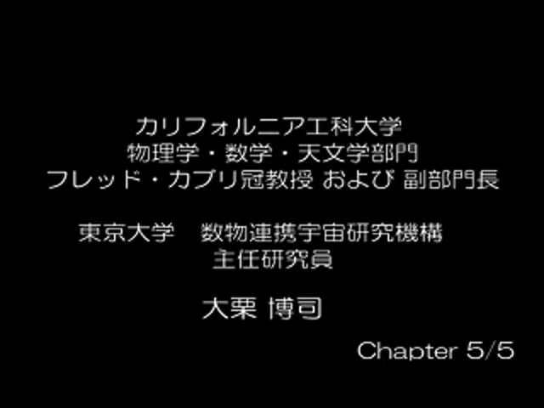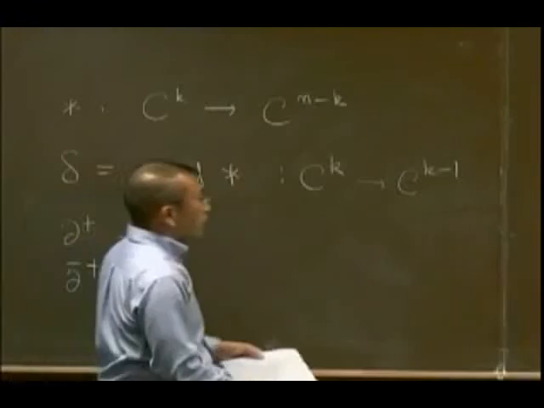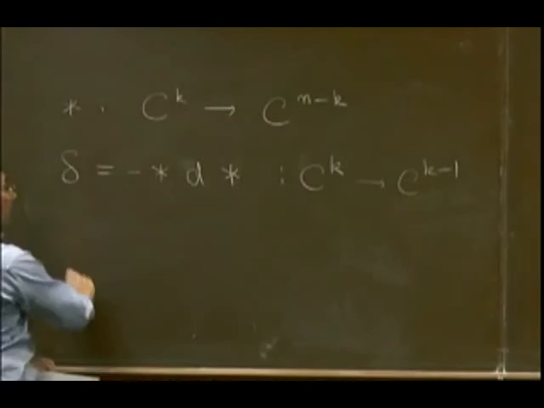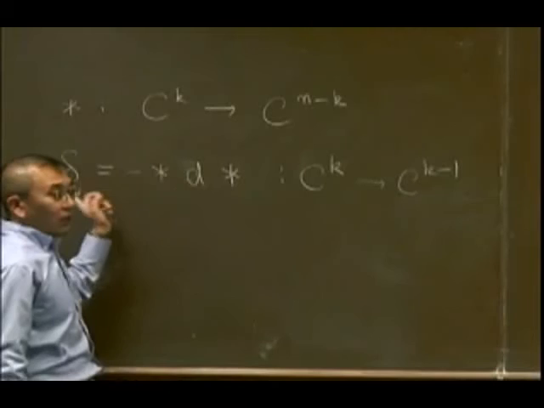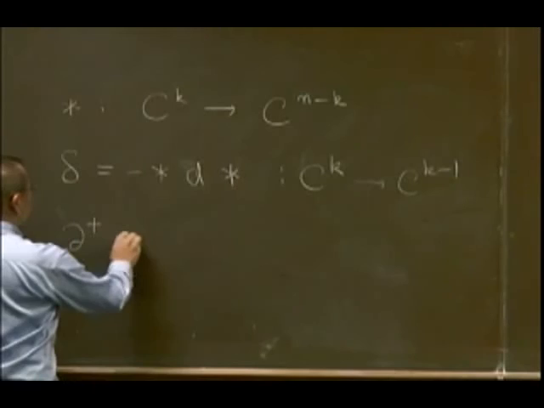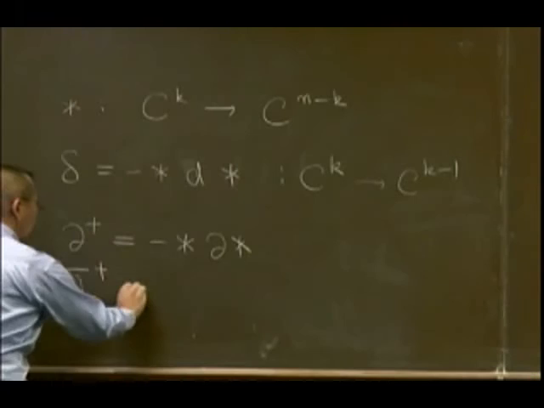With this, we can also define del dagger and del bar dagger. These are simply the conjugate. One of the things about the d and delta was that, I should first remind you that in the space of differential forms, there is a natural inner product. And d and delta are Hermitian conjugate to each other under that inner product. So with that in mind, we can also define del dagger, the Hermitian conjugate of del, by minus star del star.